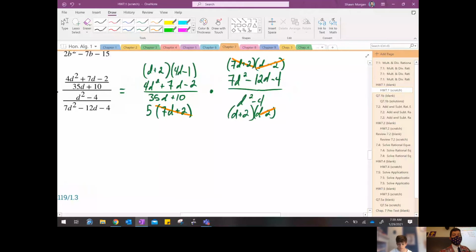Let's see what else cancels. There's a d plus 2 and a d plus 2, and oh my goodness gracious. Look at what my answer boils down to. Just a nice simple 4d minus 1 over 5. Textbook writers love to do that. Whatever textbook you're using, if you're using that orange book that I'm so familiar with, guess what they do in that book all the time? They have stuff cancel out.